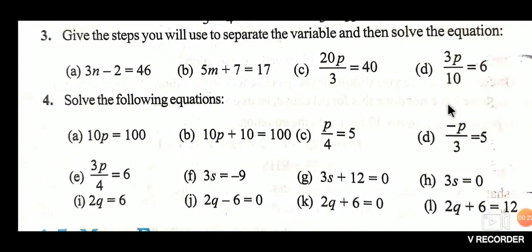1, 2, 3, 4. 4 plus 4, 8. 8 plus 4, 12 will be there. So first we shall solve the third main, that is, give the steps you will use to separate the variables and then solve the equation. Solve the equation means we have to find the value of the variable.